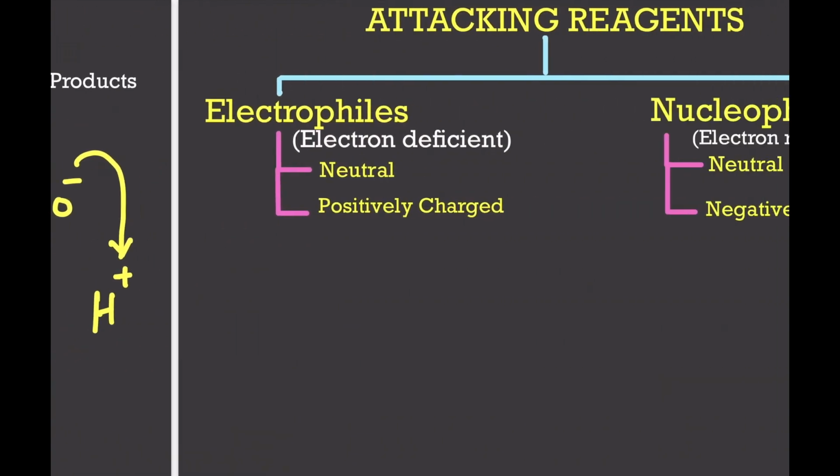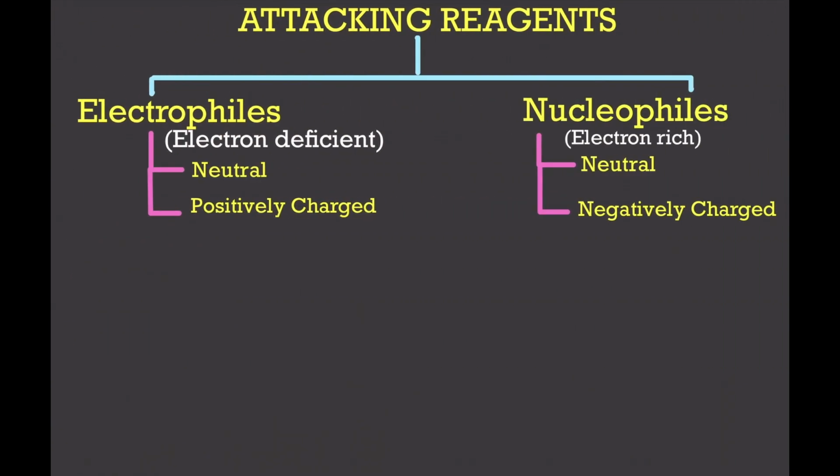Coming to the types of attacking reagents, they are basically of two types, electrophiles and nucleophiles. So electrophiles, as the name suggests, they are electron deficient species, and they will prefer to attack that center of the substrate molecule which is electron rich, so that the electrons can be accessed from that site and its electron deficiency can be reduced.